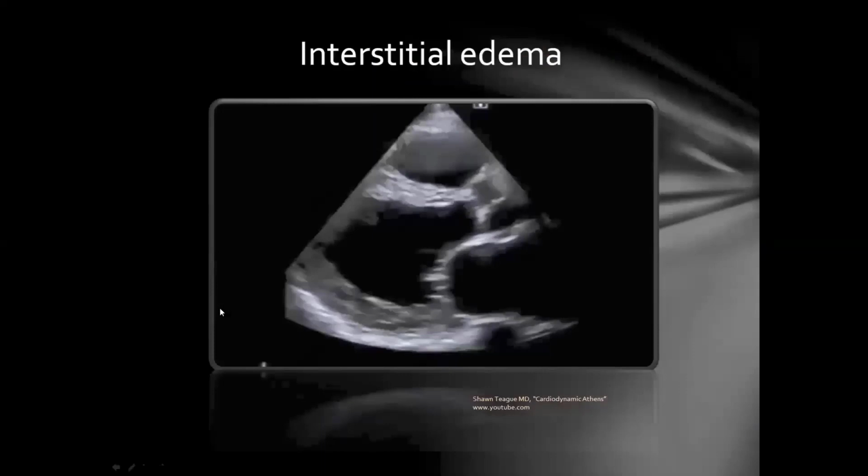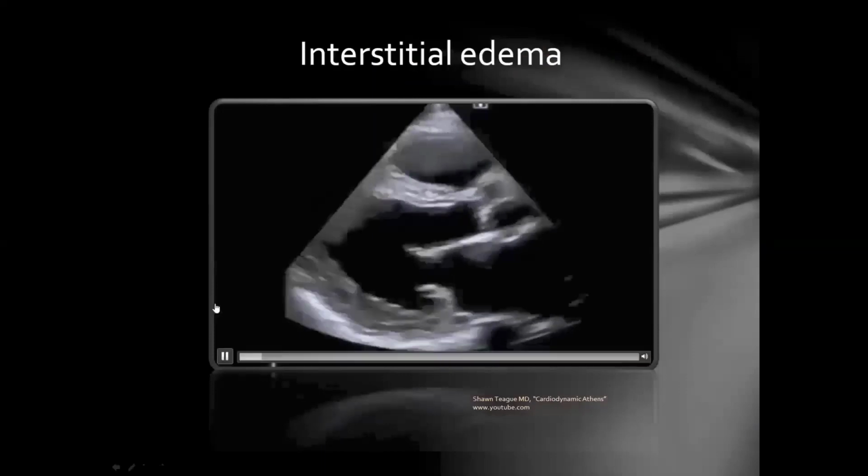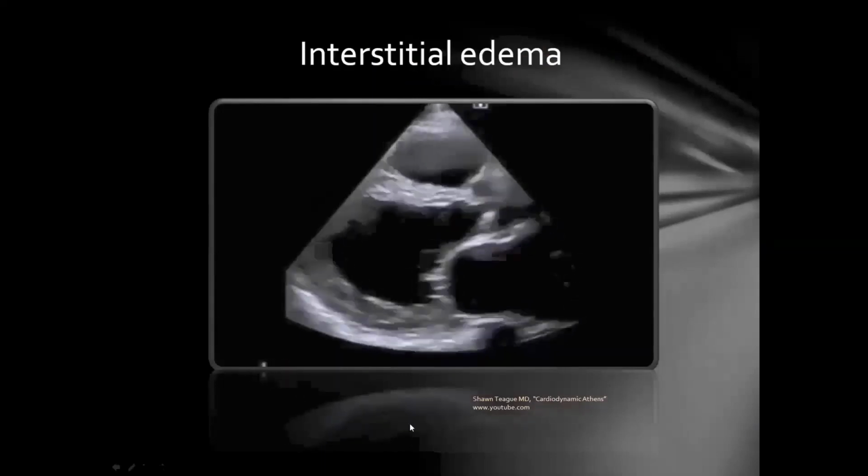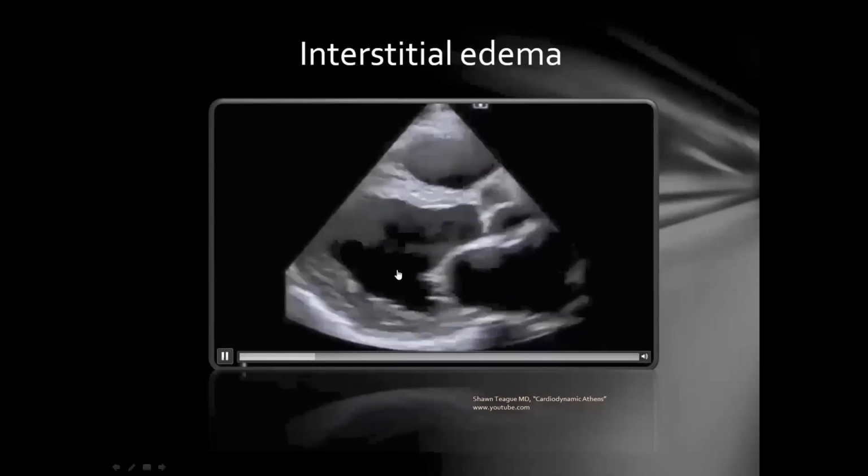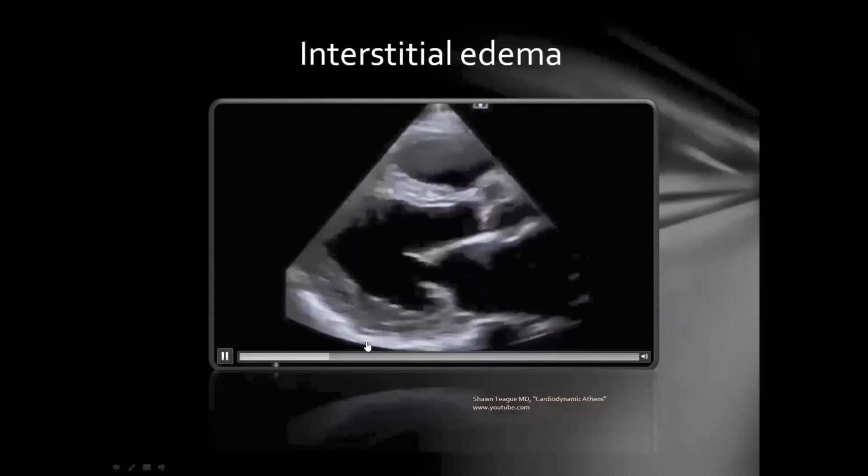That was questioned. So before we look at that, we'll just note here, Sean Teague had a little video on YouTube. So here's a good example. You can see it's thickened. You can kind of see the speckly, echo dense. And this is probably some of this interstitial edema.